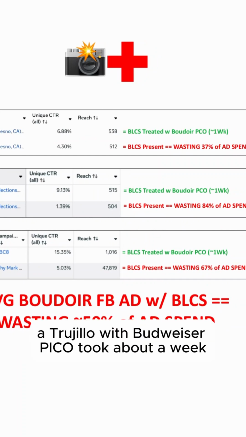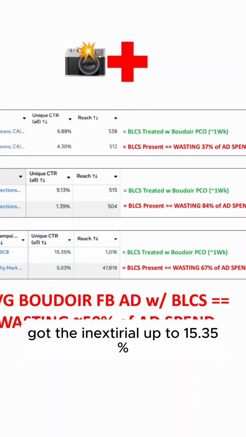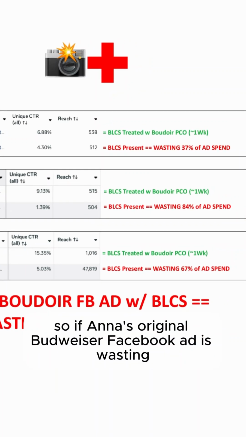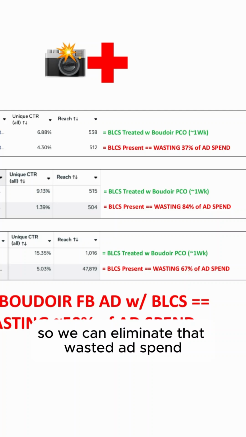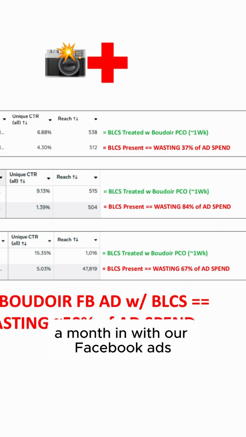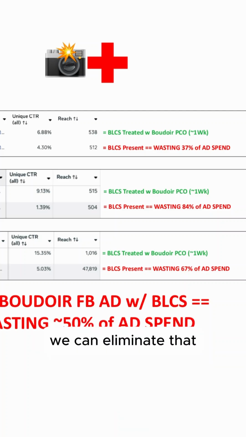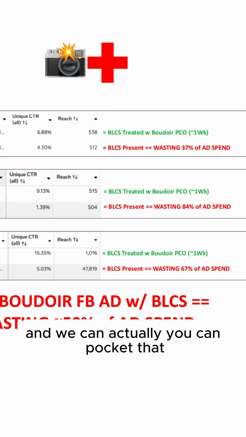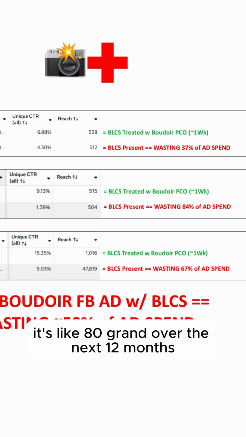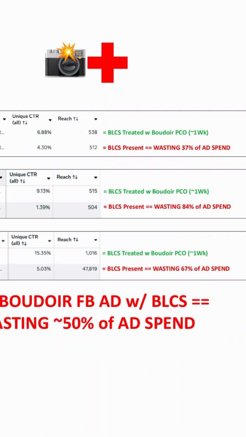Treated with Boudoir Pico took about a week, got the unique CTR all up to 15.35%. So we found out his original Boudoir Facebook ad is wasting 67% of his ad spend. So we can eliminate that wasted ad spend. If you're spending 10 grand a month in Boudoir Facebook ads, we can eliminate that 6,700 bucks a month in wasted ad spend, and you can pocket that. It's like 80 grand over the next 12 months. It's kind of like a phantom bonus.